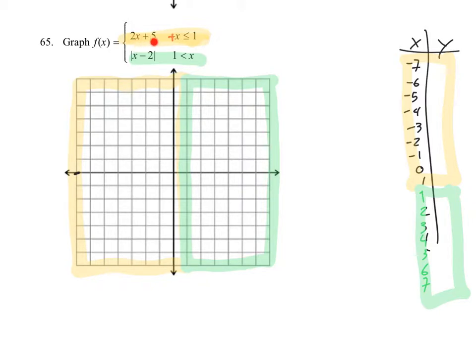So let's do the 2x plus 5 part first. Notice I highlighted this side on the left because this is all the parts where x is less than 1. I highlighted that yellow, and then this one I made green, and I highlighted everything after 1 green, right? Because this is when x is greater than 1. That's all I'm doing. See, x is greater than 1 over here, x is less than 1 over here. Simple. So what does 2x plus 5 look like?